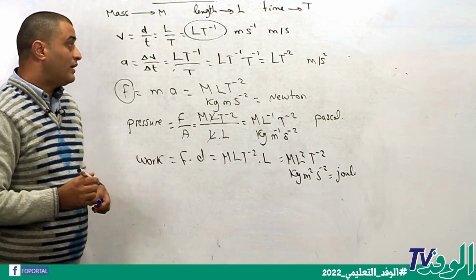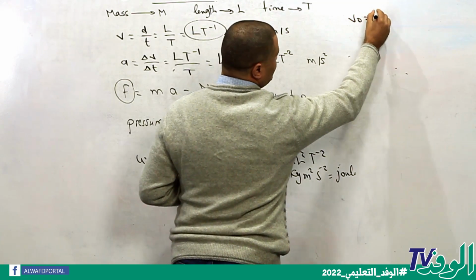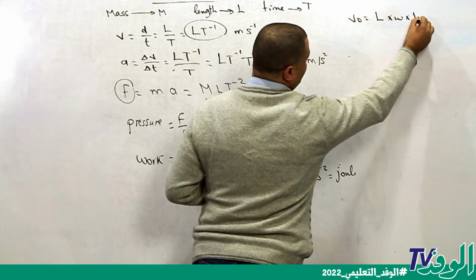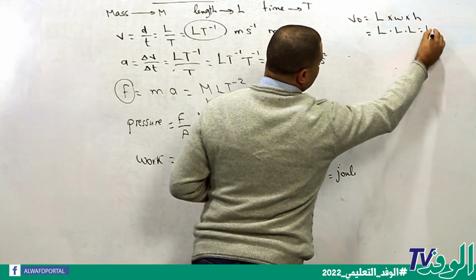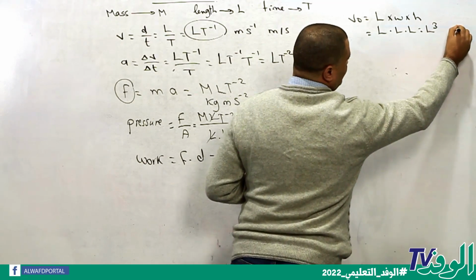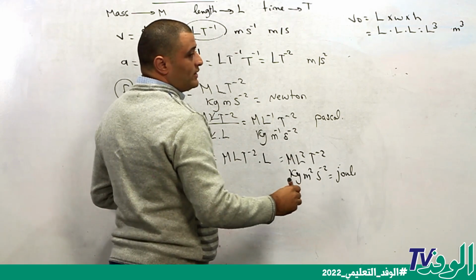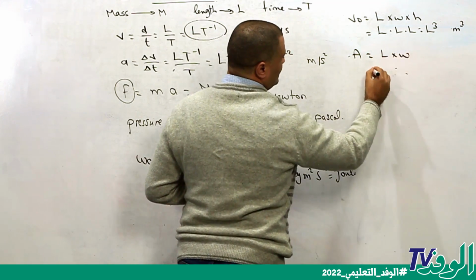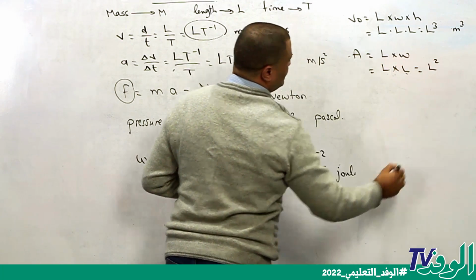Okay, we have an extra example. The volume equals length by width by height. So we can summarize that L times L times L will be equal to L power 3. The unit will be meter cube. Another one, area, length by width. So L times L will be equal to L power 2.